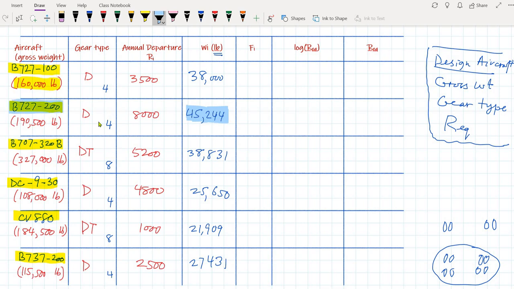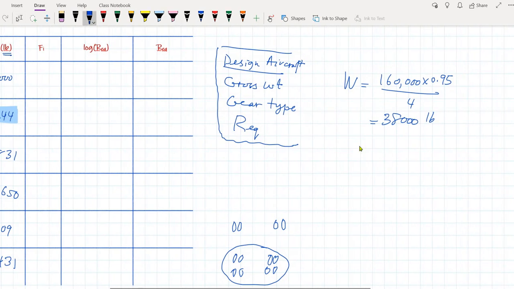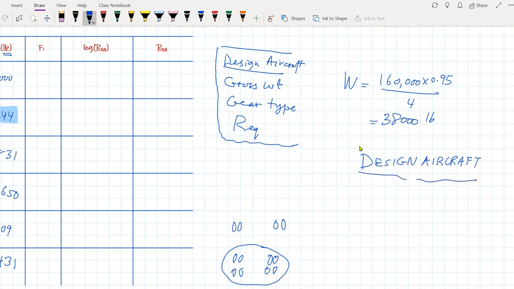This is not important. What is important is the gross weight and the gear type. So I can summarize here: for the design aircraft, the gross weight is 190,500 pounds, and the gear type is dual, and the last thing is the R equivalent. This is what we now have to focus on.